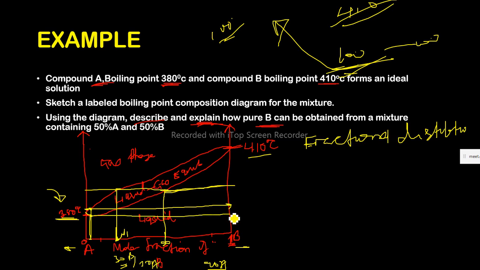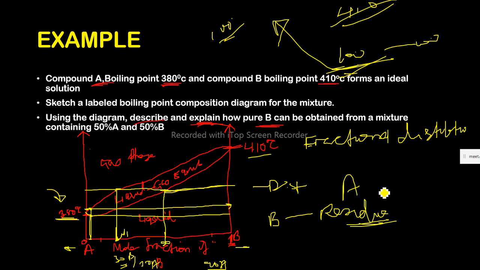So when we do fractional distillation with further distillations, we shall come up with a distillate that is purely A, and pure B is going to be obtained as a residue. And by that, you have separated the two components, A and B. So basically, it's as simple as this.